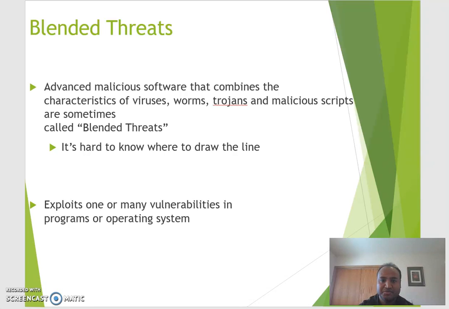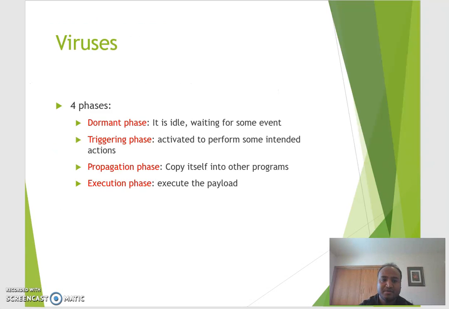So let's go back to the viruses and talk about some of the phases and timelines. Viruses have 4 phases. The first one is the dormant phase. Basically the virus is there, idle and waiting for some event to happen, for you to click or run a specific program. The second phase is the triggering phase. Basically this activates the virus to perform some intended actions. As soon as you click on certain things in your PC, it will trigger that phase and the virus will start spreading.